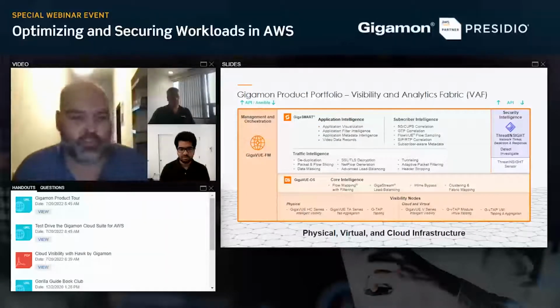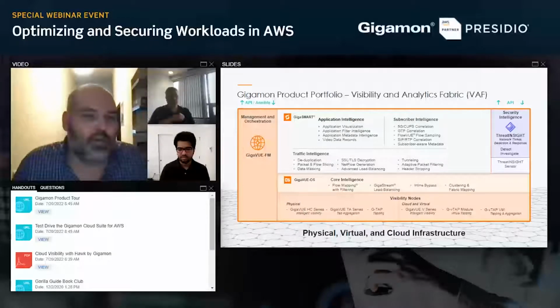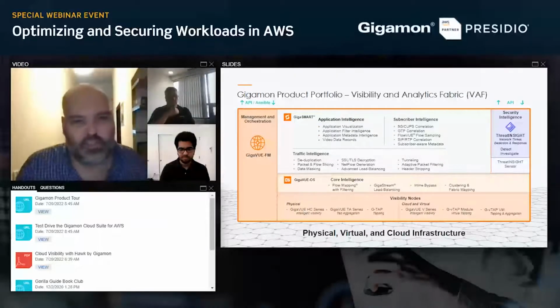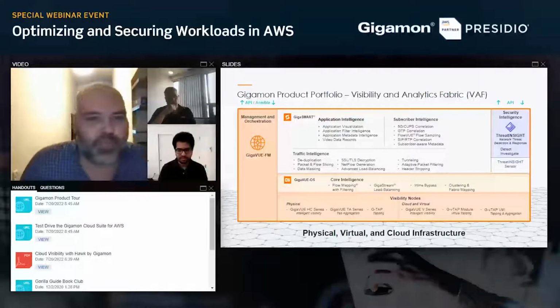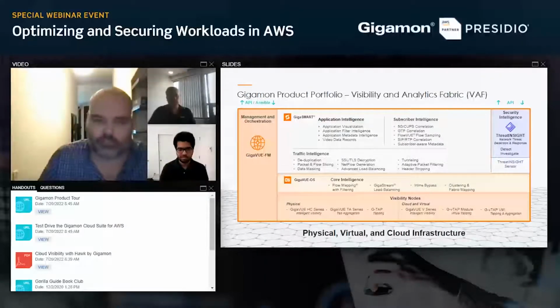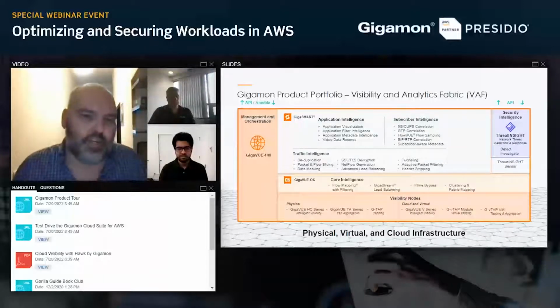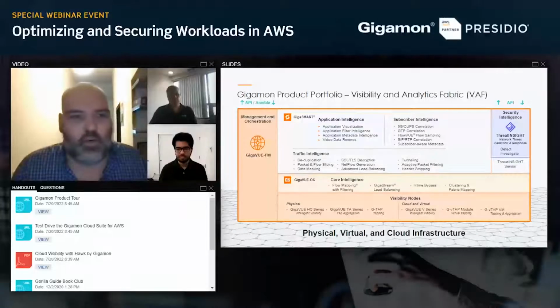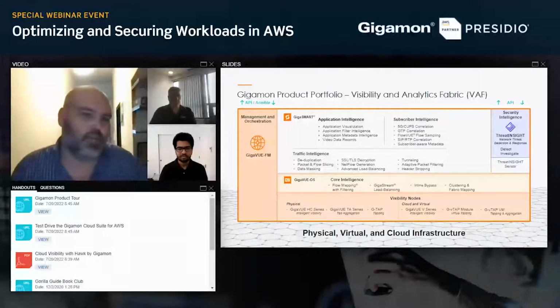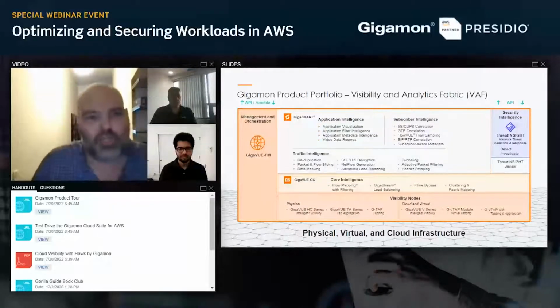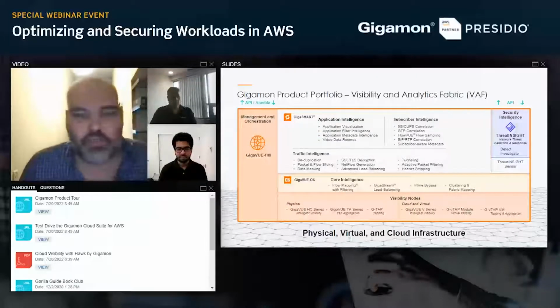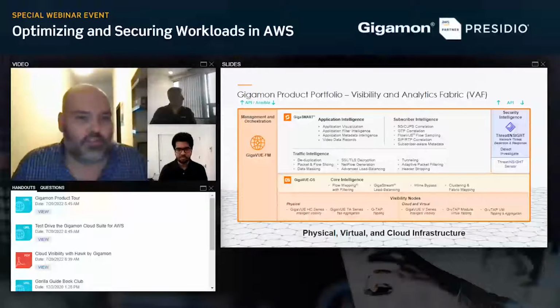Now we start getting into being able to take those packets and using things like dedupe, TLS decryption, packet flow and slicing. So again, think of us as that central hub to take that traffic and send it accordingly, right? And then GigaView FM, which is Fabric Manager, is our management and orchestration engine. It's basically the GUI where you control all of these different features and functionalities, right?